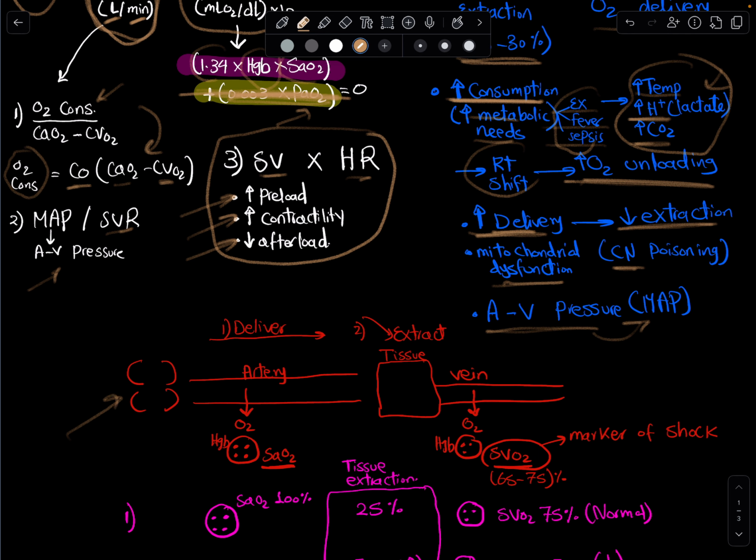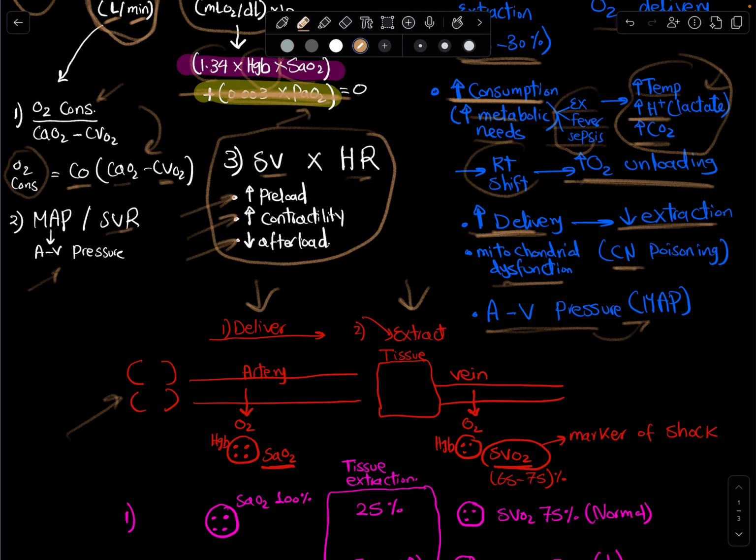You have here the heart, and you have an artery going to the tissue, and there is a vein coming out of the tissue. So perfusion is two steps. First, to deliver the oxygen. Second, to extract the oxygen. To deliver the oxygen, you need the vessels, the heart, the cardiovascular system. To extract the oxygen, that's more of a tissue problem, right?